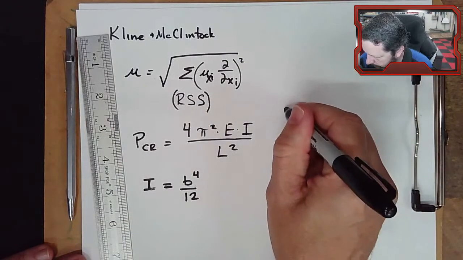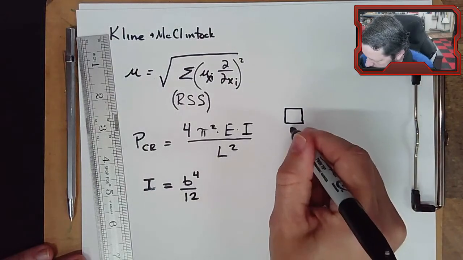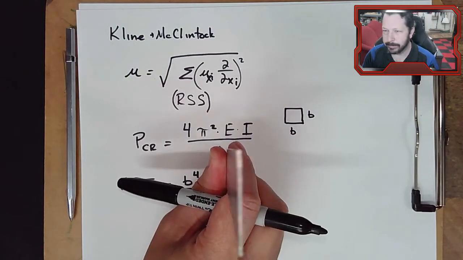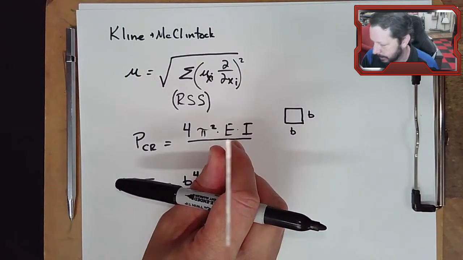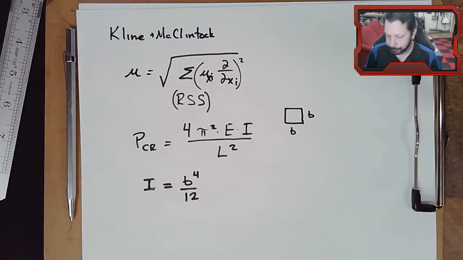So if we had a square column, this is its cross section, and each side would be B. If I had a rectangular one, I'd have to have a B and an H or something like that. And I didn't want another variable in here. So we just have B.